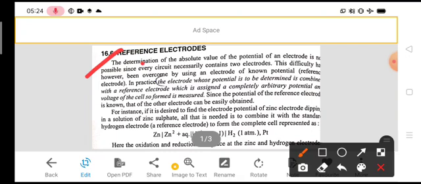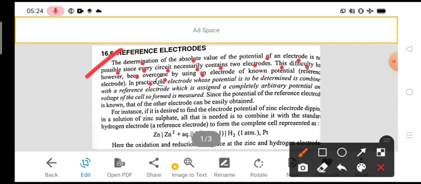Actually, the determination of the absolute value of the potential of an electrode is not possible, since every circuit necessarily contains two electrodes. This difficulty has been overcome by using an electrode of known potential, which is called a reference electrode.